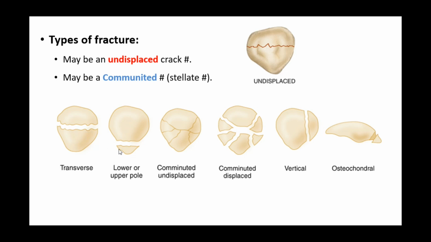It is a fracture at the lower pole. It is a comminuted fracture, but this is undisplaced. Comminuted undisplaced fracture. Here we have a comminuted fracture which is displaced. The fragments are scattered in different directions. A vertical fracture line is present, and the osteochondral type is a type of patella fracture that affects the cartilage and the bone at the bottom of the patella.